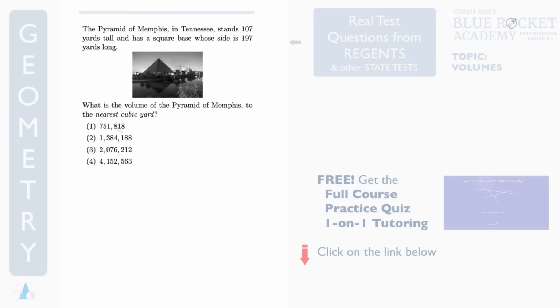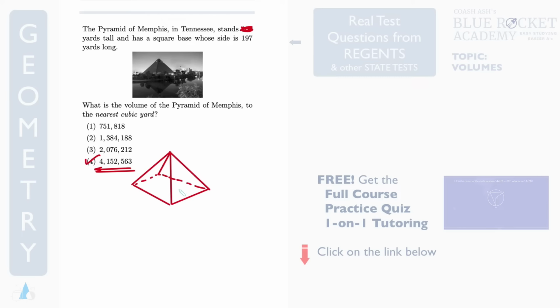Now it's your turn to find the height of the pyramid. Remember, the pyramid is like this, and you want to find the height of the pyramid if the volume is given to be this choice over here. Of course you've got the pyramid here, and this is the back part of it. What is the height of the pyramid if the volume is 4152563? So find the height. The height is no longer 107.